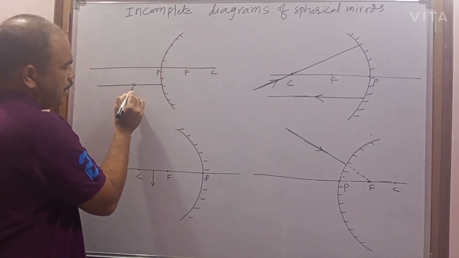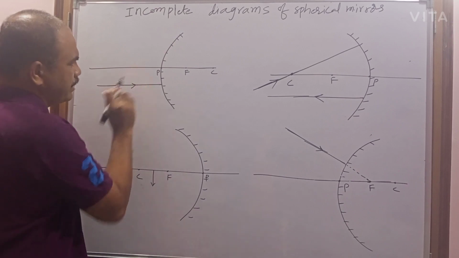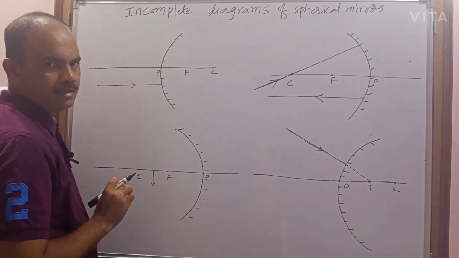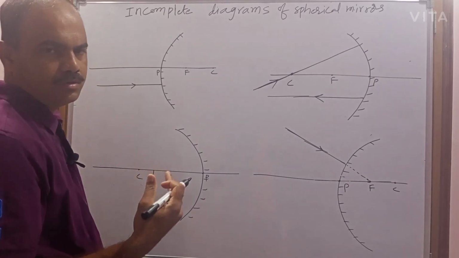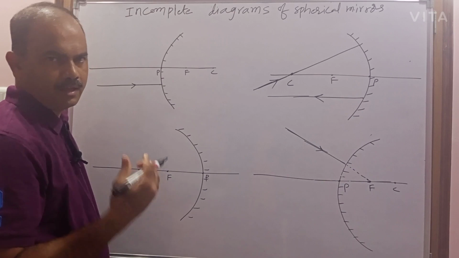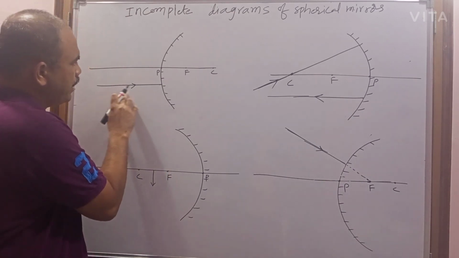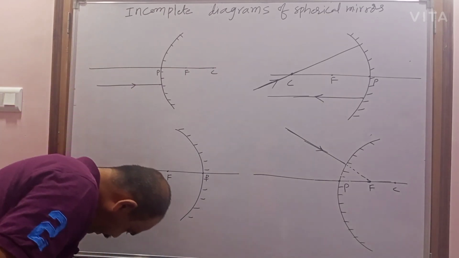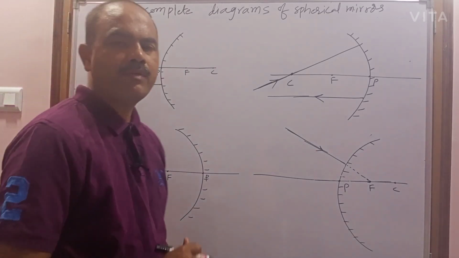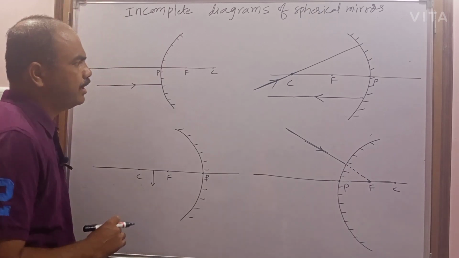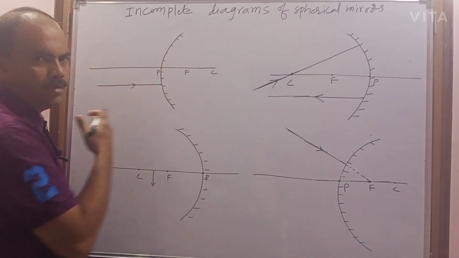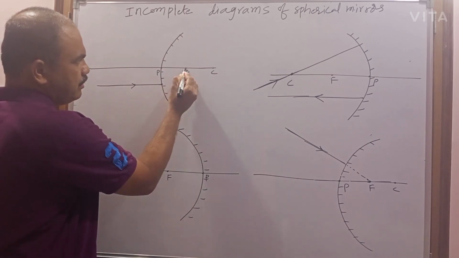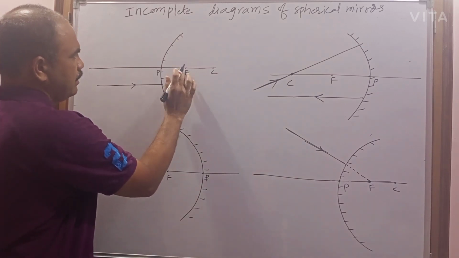This incident ray is parallel to the principal axis. We already know the rules to draw the ray diagram of a convex mirror. If the incident ray is parallel to the principal axis, after reflection what happens? After reflection it appears to come from the focus. So join the point of incidence and the focus with a dotted line.